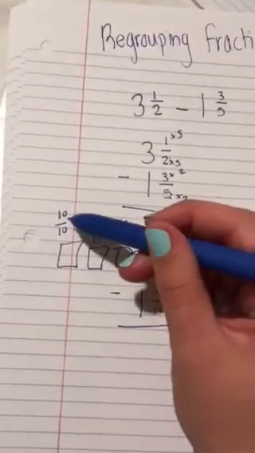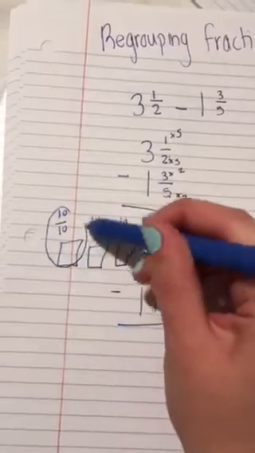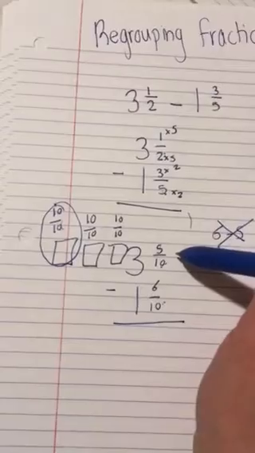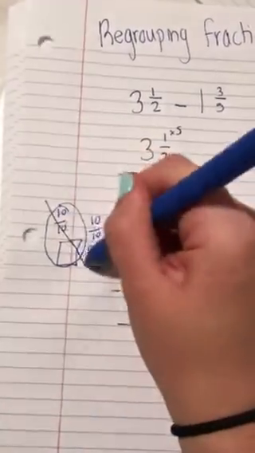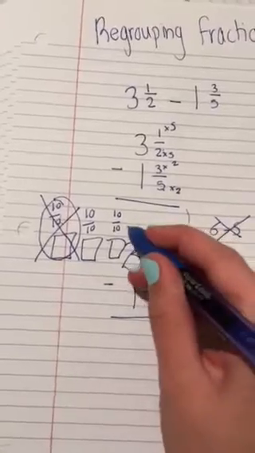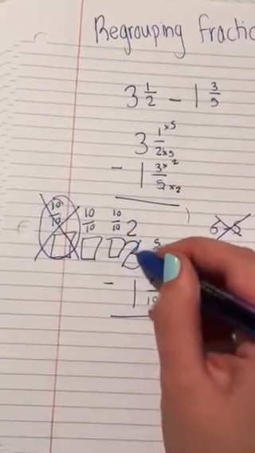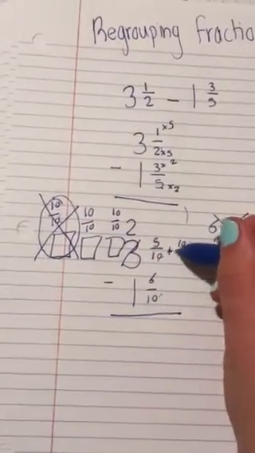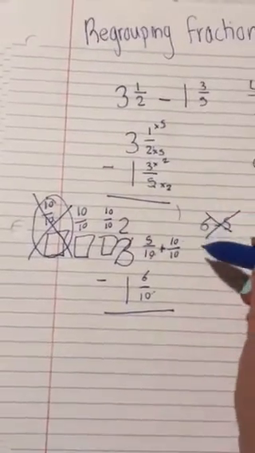But what I can do is take one of these cakes, 10 over 10, and move it over here and add some of my slices to this side. Okay, so I'm going to cross this out, right? Now I have 2 cakes. So my 3 whole cakes turns into 2 whole cakes. And I take that 10 over 10 and I bring it over here. And I just add my fractions, and they obviously will have like denominators.